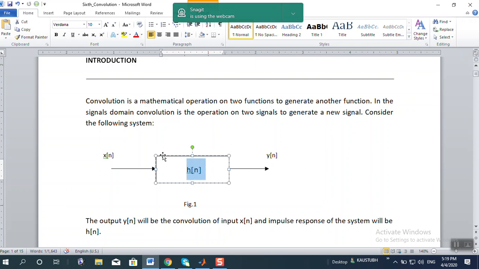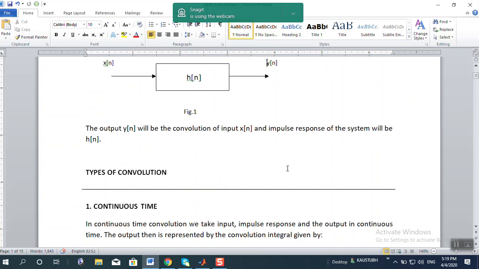Once h of n, the impulse response of an LTI system, is known, then for any arbitrary input x of n, you can calculate the response, that is the output y of n, as the convolution of x of n and h of n. The output y of n will be the convolution of the input and the impulse response of the system.